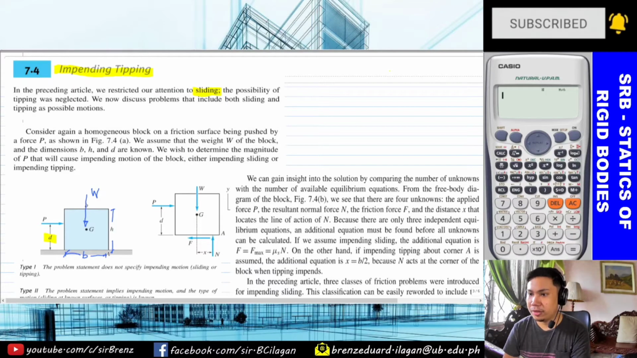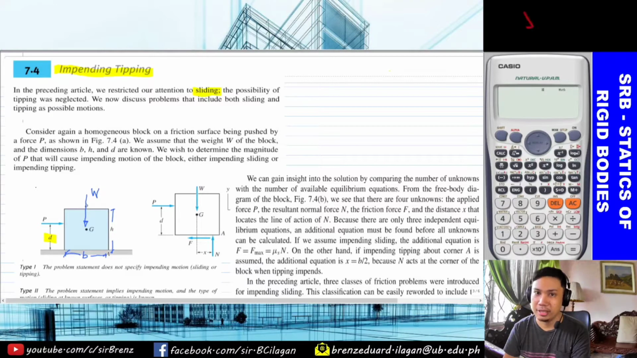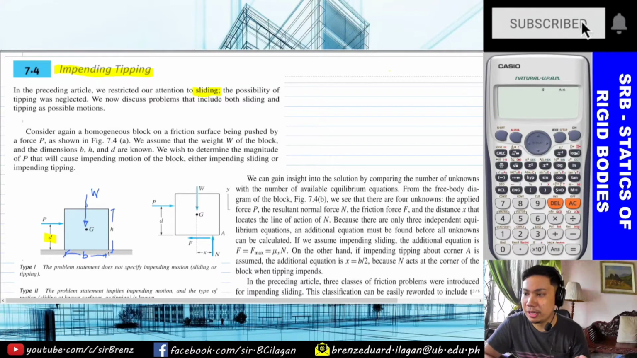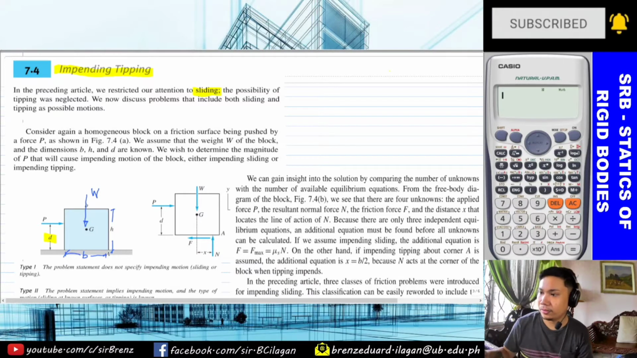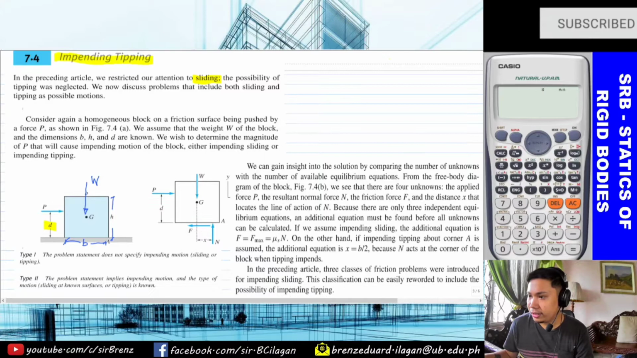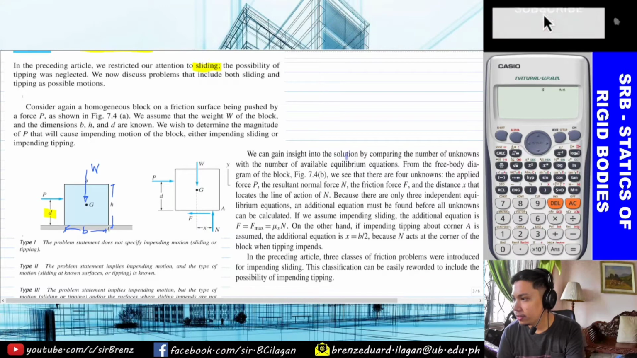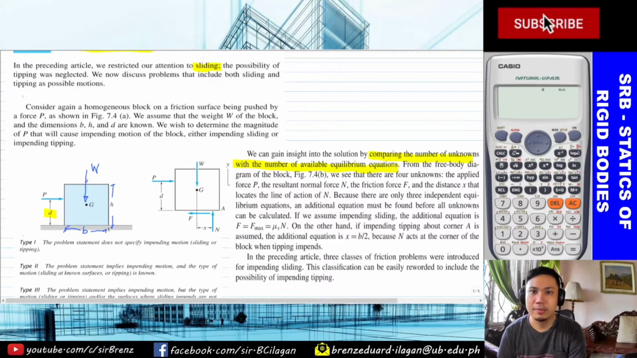And we wish to determine the magnitude of P that will cause impending motion of the block, either impending sliding or impending tipping. So there are two cases to analyze here. First is impending sliding, and second is tipping. So we gain insight into the solution by comparing the number of unknowns with the number of available equilibrium equations. The solving is the same as earlier.